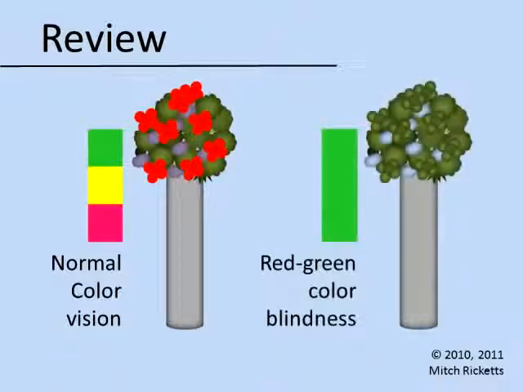Color blindness occurs when a person has a deficiency in one or more type of cone. One form of deficiency is red-green color blindness. A person with this defect would see a solid green bar and only 2 different colors in the bouquet.